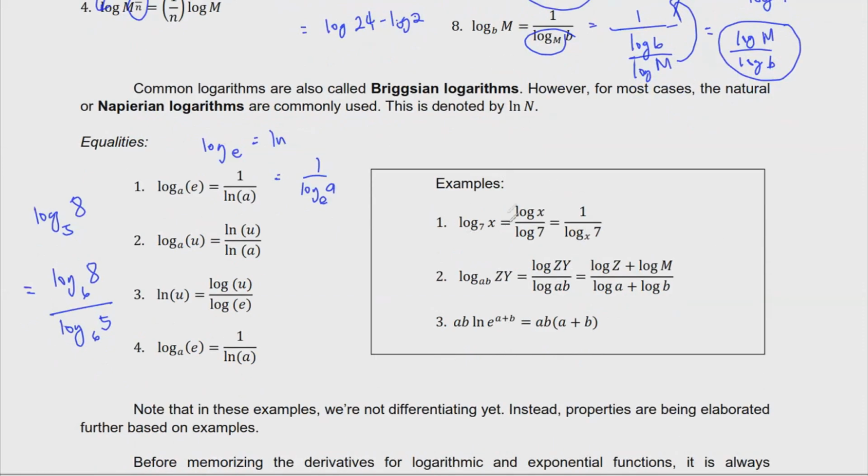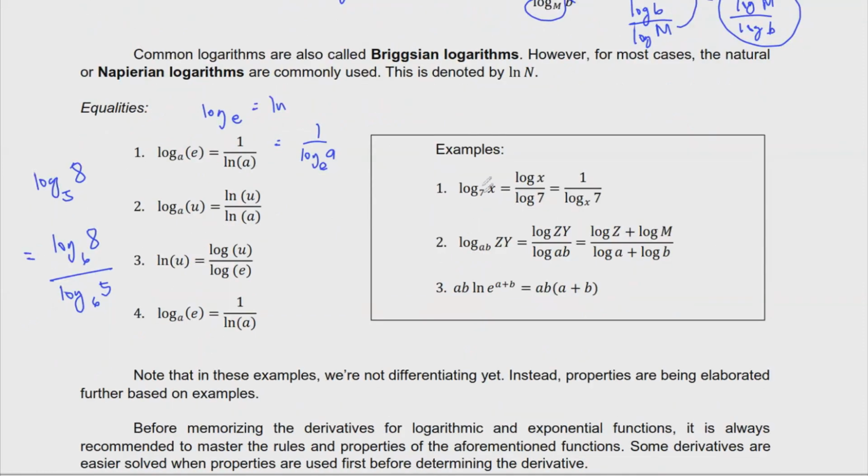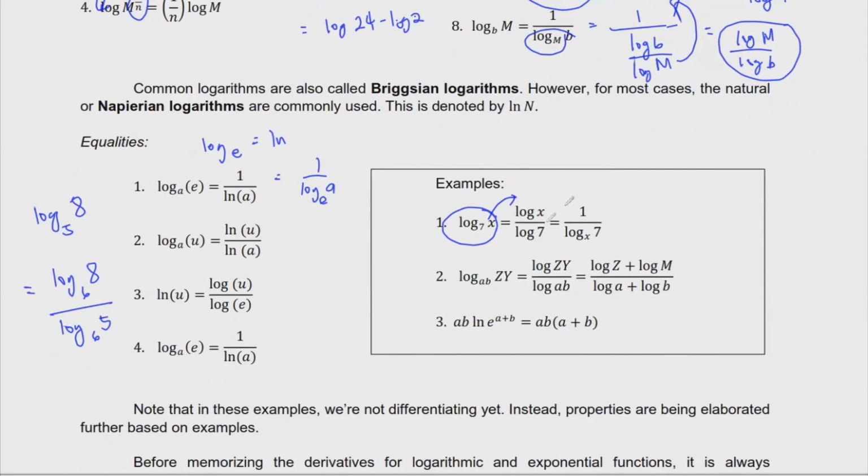Okay, for example, we have here log of x base 7 is equal to log of x over log of 7. Actually, these are examples that have already been solved. We can express that using our rule number 7, so we have the log of x and then log of 7. That is also equal to 1 over the log of 7 base x, because that's stated in our rule number 8. So that's like interchanging our expression.